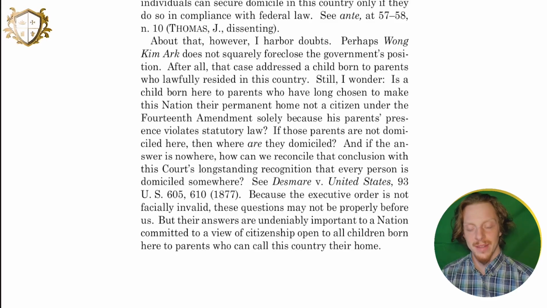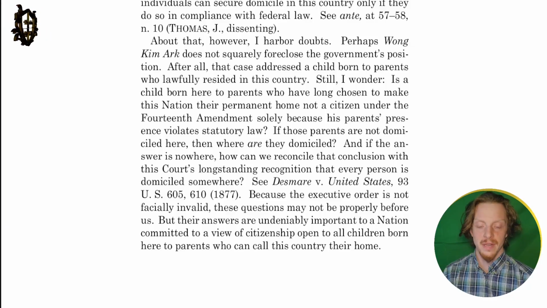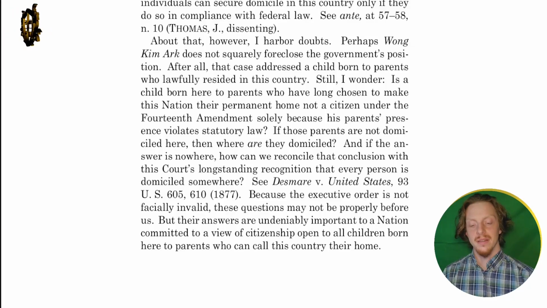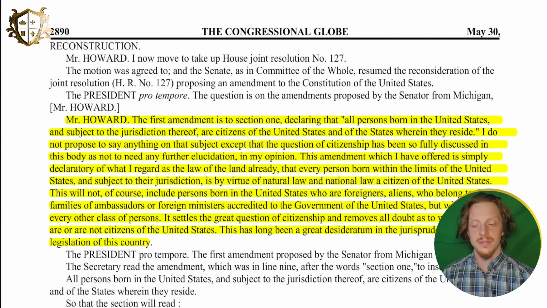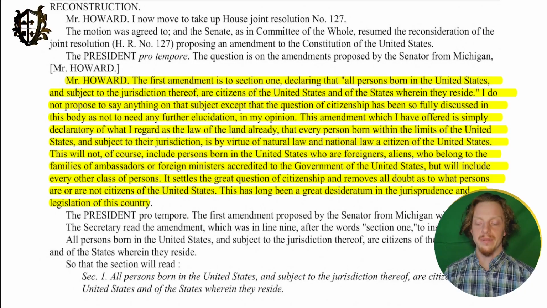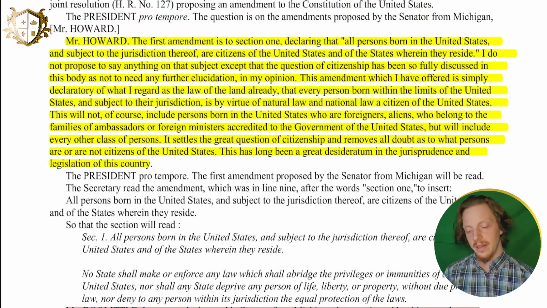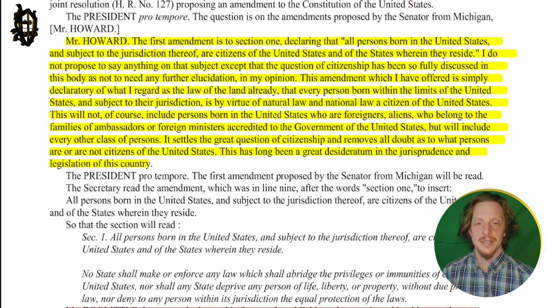But before we get to that, and it's going to be my favorite part of the lecture, let's actually slip over to the debates in 1866 surrounding the 14th Amendment. And the first quote we have here is the one that all of the right-leaning people are leaning on, saying, huzzah, clearly the 14th Amendment was not meant to include the children of illegal aliens.